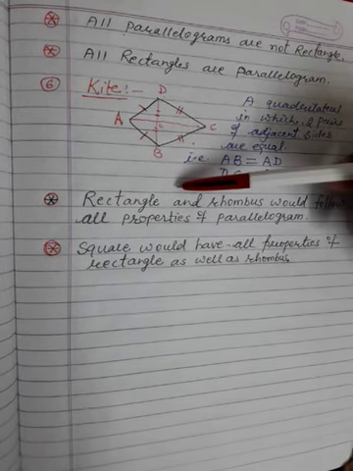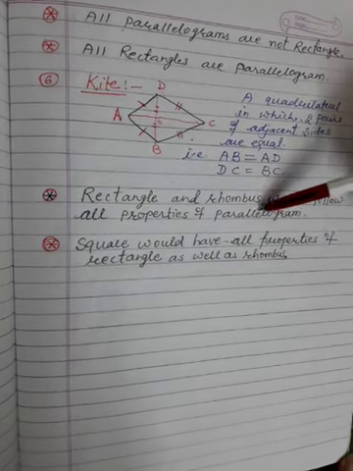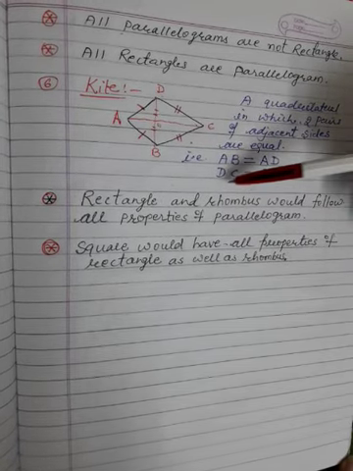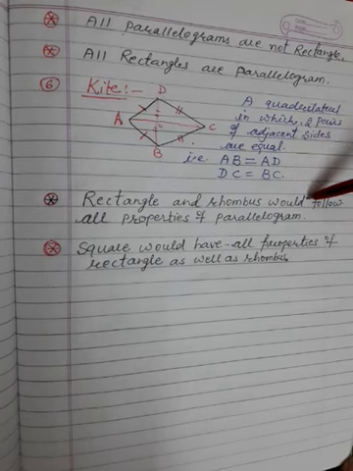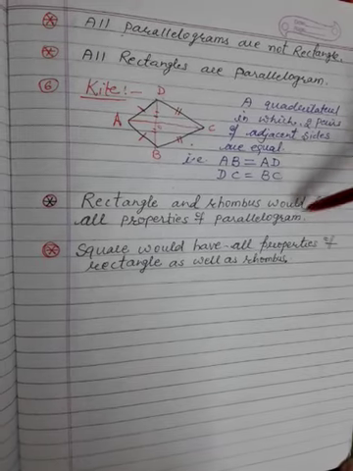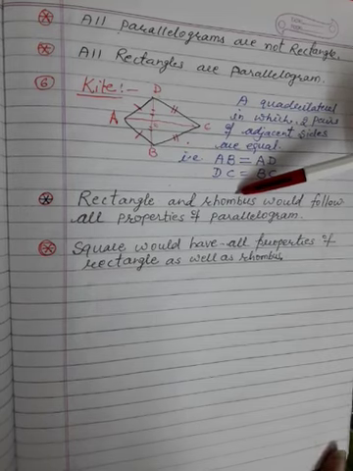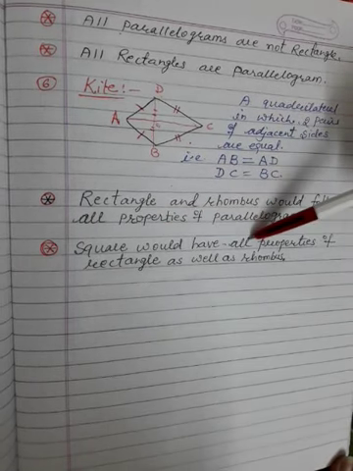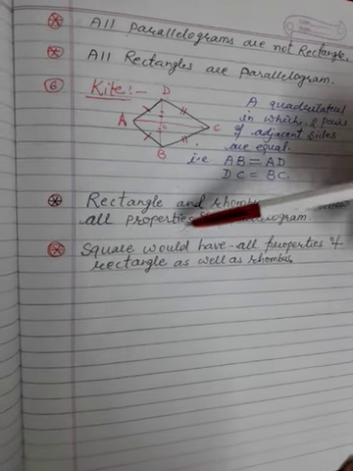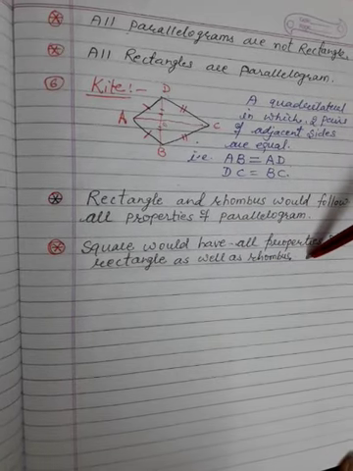Now, rectangles and rhombus would follow all the properties of a parallelogram. Rectangles and rhombus, both are types of parallelogram, and will follow all the properties of a parallelogram. Means all the properties of a parallelogram are available in the rectangle as well as in the rhombus. Similarly, a square would have all properties of a rectangle as well as a rhombus.